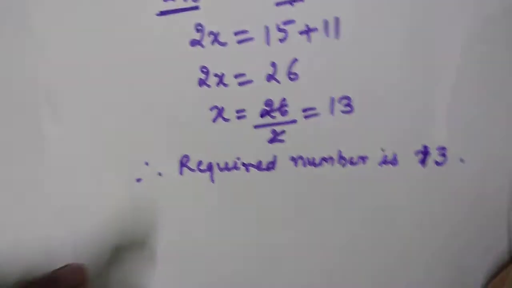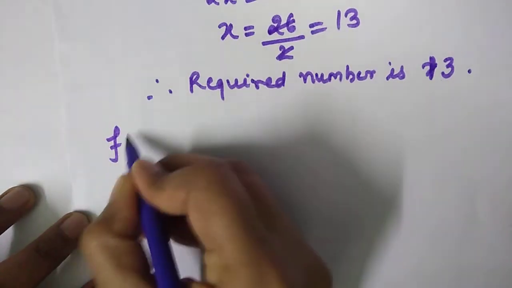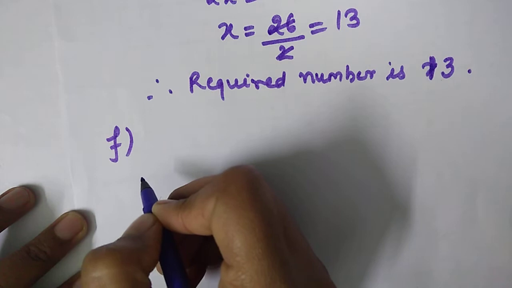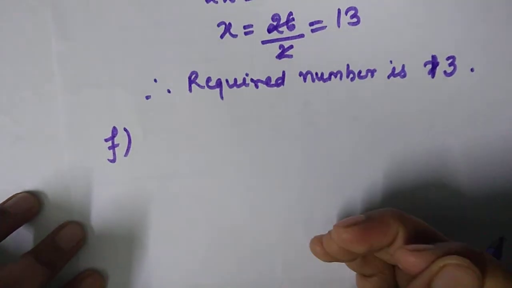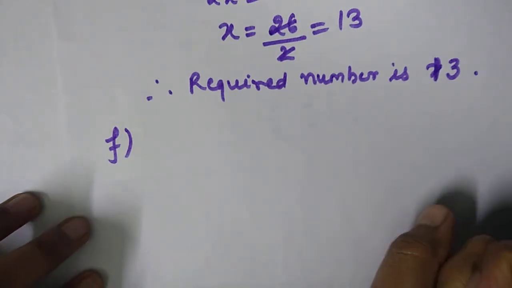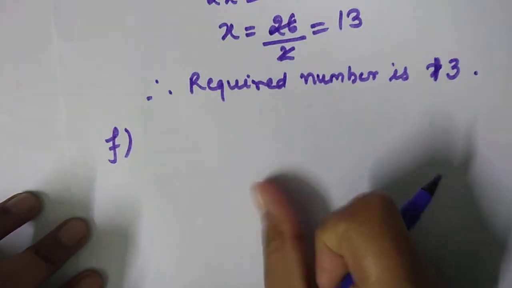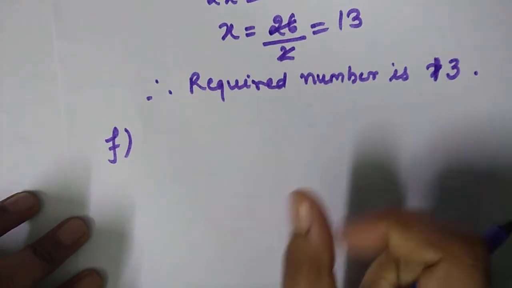One more part I am taking, that is part F. You have it in the book, part F. Part F is: Ibn Hal thinks of a number. If she adds 19 to it and divides the sum by 5, she will get 8.